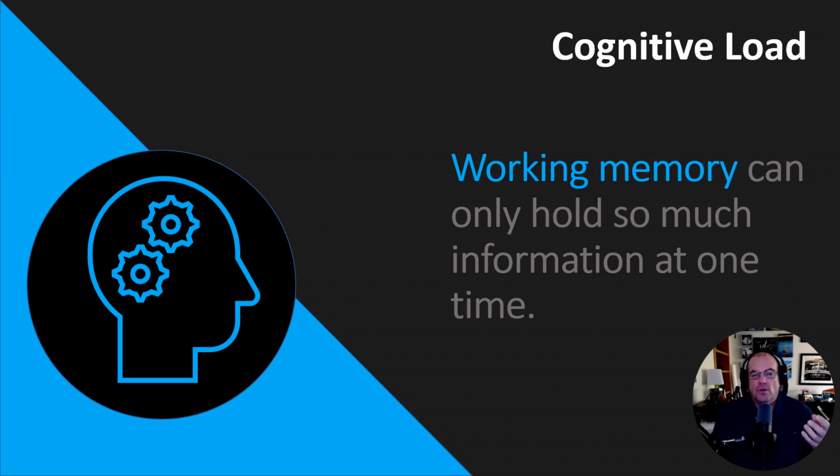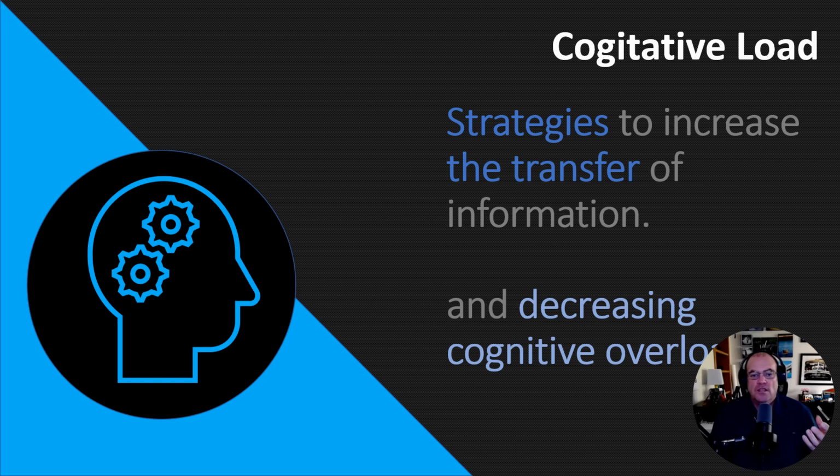Again, cognitive load. It's important because we're talking about working memory, right? The stimulus comes in, they pull information from their working memory, and we can only hold so much information in that working memory. So when we're presenting, we have to limit the number of topics, ideas, and tasks we deliver. These strategies are used to increase the transfer of information, or learning, and decrease cognitive overload, because we don't want to paralyze them with too much information coming at them at once.